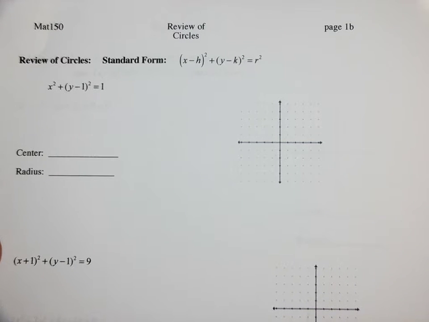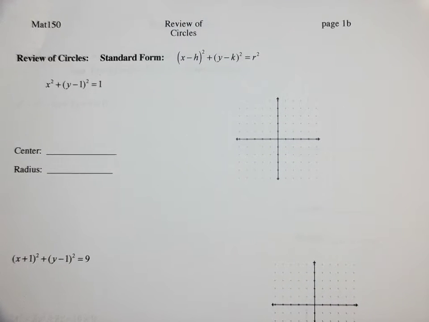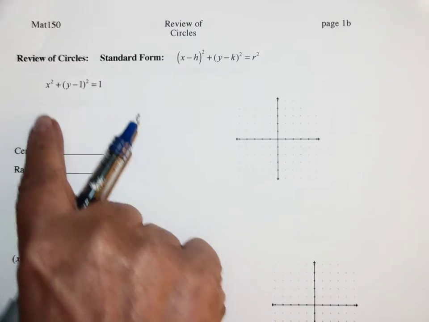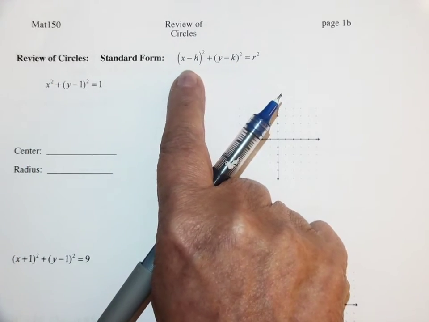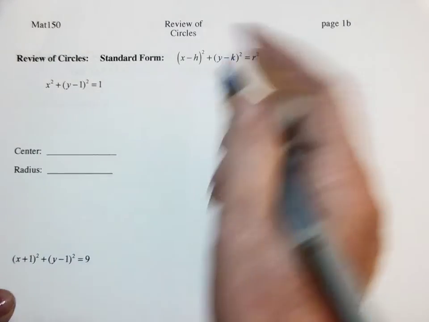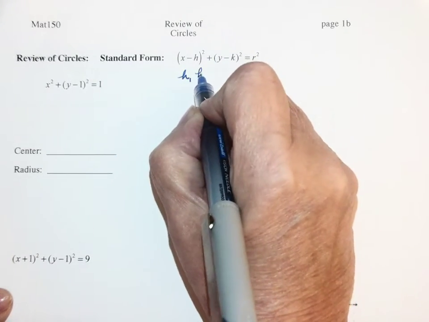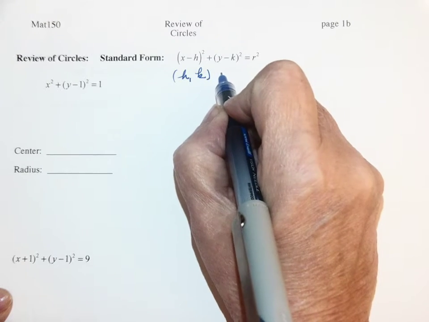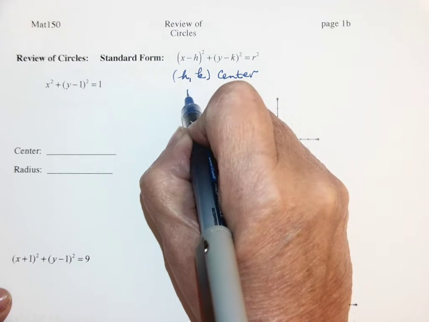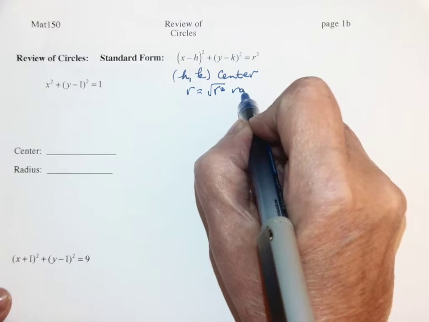This is a review of circles. We go back to the beginning of the semester, good old F3, F4, I guess it was. And remember, the standard form is (x minus h) squared plus (y minus k) squared equals r squared. This is in standard form, where (h, k) is the center, and r, which is the square root of r squared, is the radius.